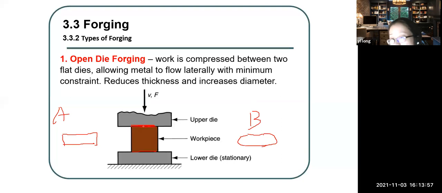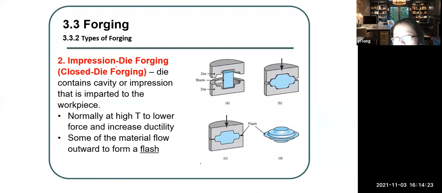Since you have very large friction, you cannot move here, which means this portion is going to get constrained, but in this direction it is free to move. That's why we call this the barreling effect. The middle can move but the interface cannot move if you have very high friction. So this is open die forging.